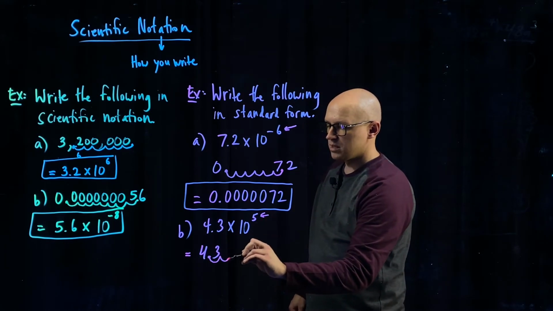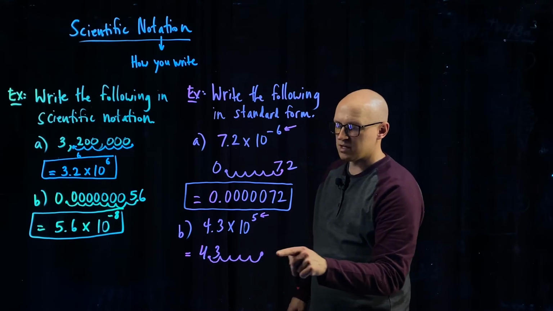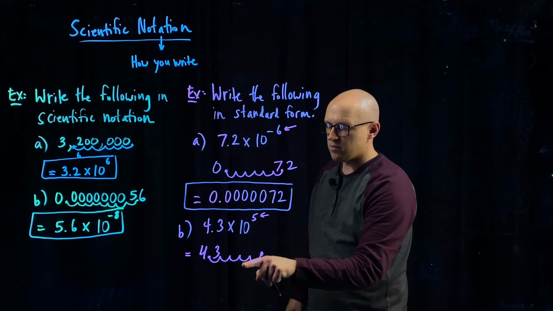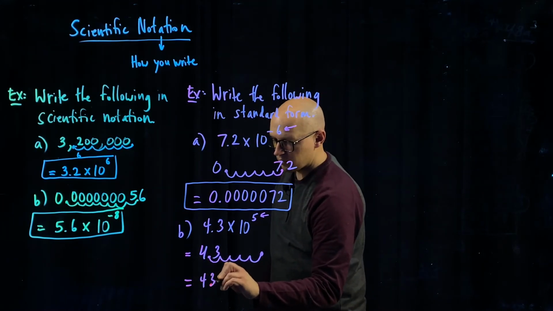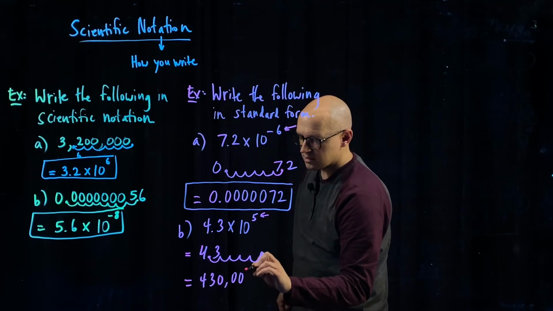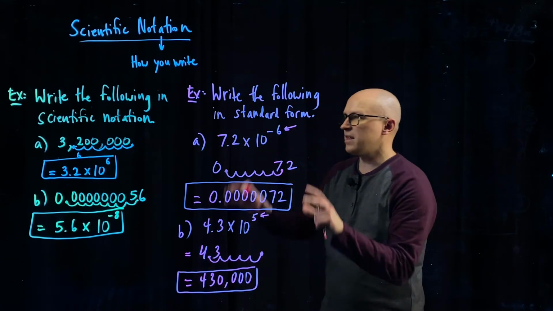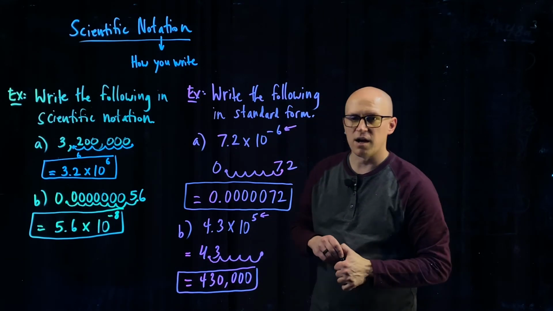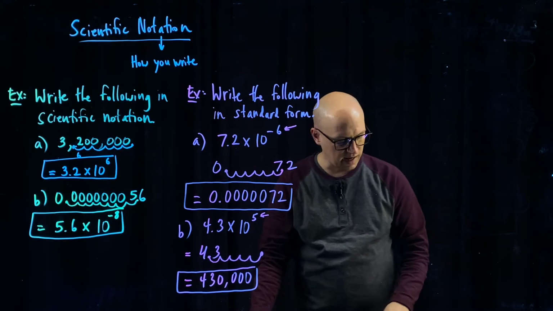So it'll be 1, 2, 3, 4, 5. I'll put a decimal there, and I don't need to put a 0 after that. But likewise, for each space, I'm going to put a 0 in. So this ends up being 4, 3, and we got 1, 2, 3, 4 zeros. And I think that's going to give me 430,000. Okay, and that's just a bare bones instruction of how we turn numbers into scientific notation and how we turn numbers into standard form.